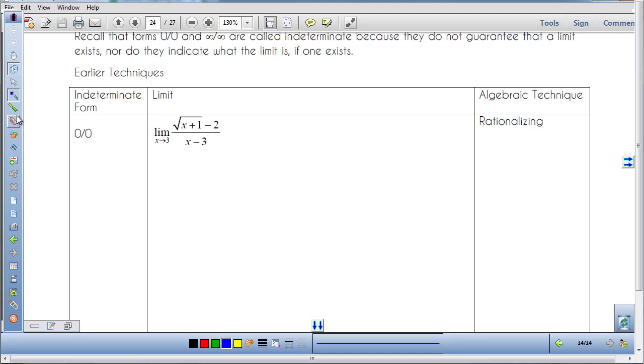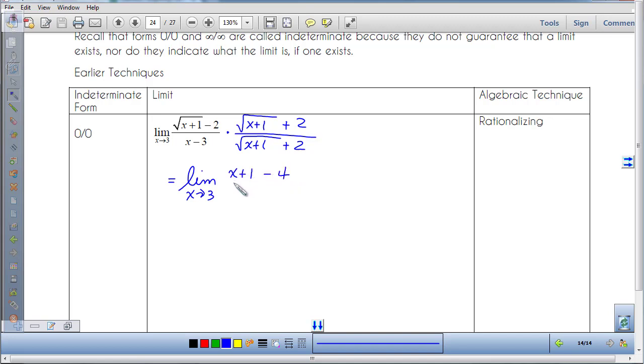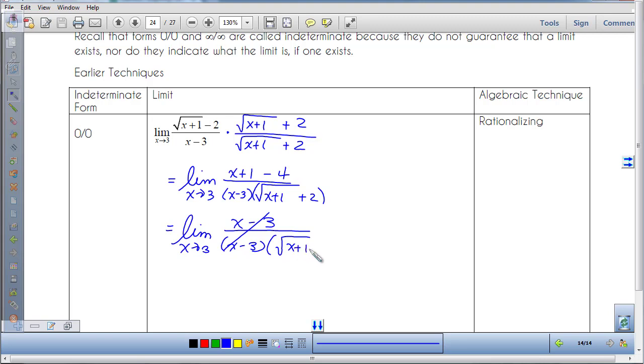So I'm going to multiply top and bottom by the square root of x plus 1 plus 2, the conjugate. When I do that, we get the limit as x approaches 3 of x plus 1 minus 4 over x minus 3 times the square root of x plus 1 plus 2. If we simplify our numerator, that simplifies as x minus 3. And on the bottom, we still have an x minus 3, so those are going to cancel. And we're left with the square root of x plus 1 plus 2.